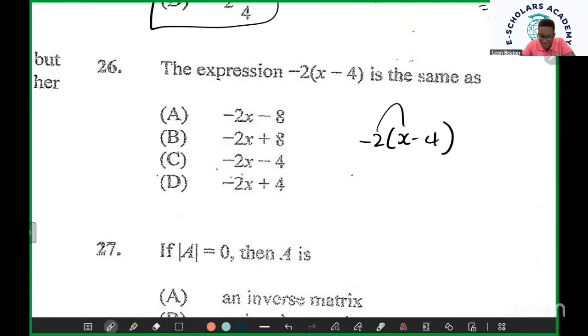The expression negative 2 open bracket x minus 4 is the same as... so we know we can distribute this here. Negative 2 times x would be negative 2x. And negative 2 times negative 4 would give me a negative, and a negative is a positive. 2 4s are 8. So this is negative 2x plus 8, which is B.